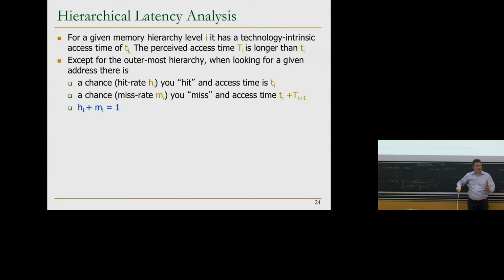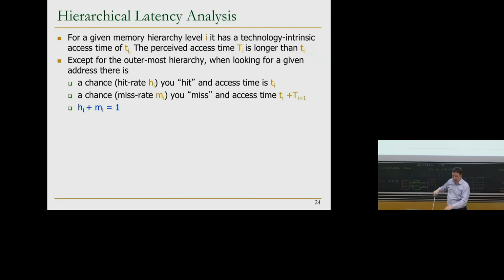If we miss, that's the other probability. Those probabilities will add together. So the hit probability plus miss probability is 1. So maybe 90% of the time we are hitting and we are accessing the memory within, let's say, 2 nanoseconds. 10% of the time we are missing, and now we pay the price. We have to go to the next level, and accessing the data at the next level has a longer access time.